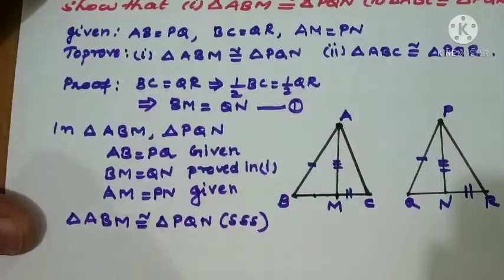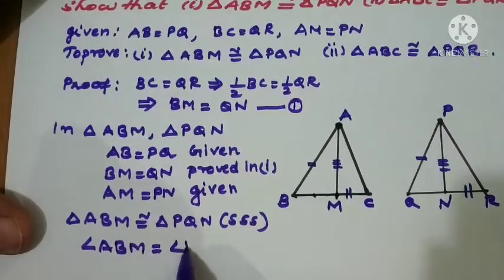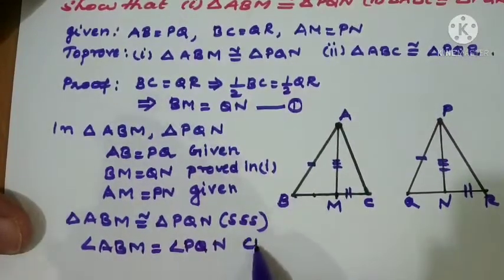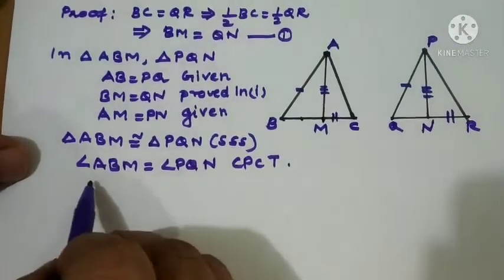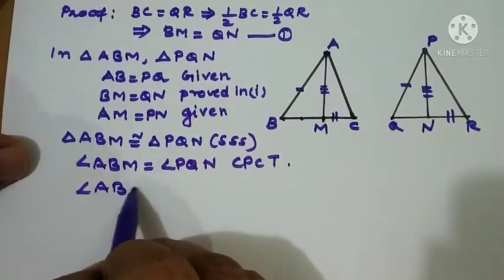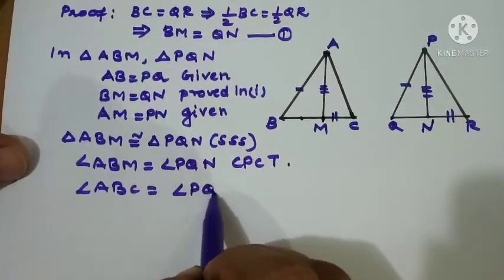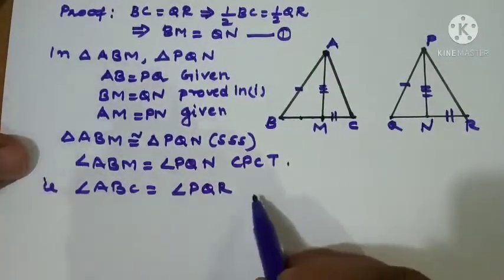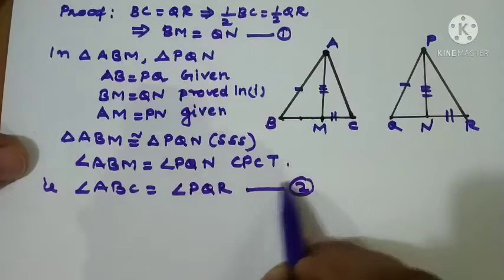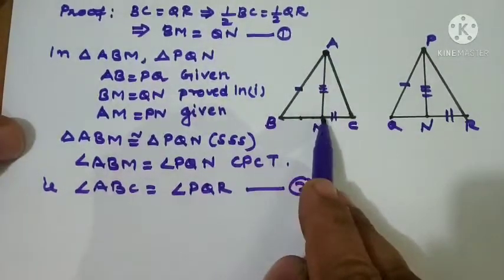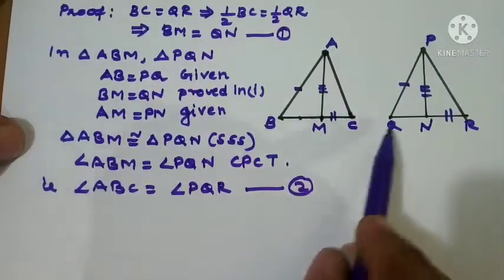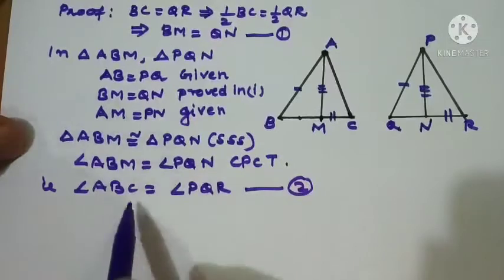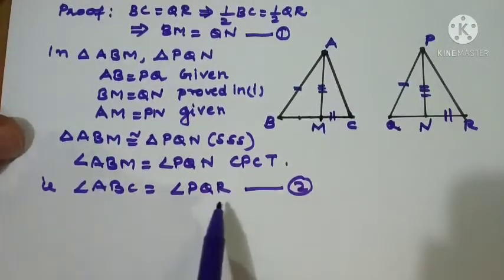Now by this what is the result? We can write angle ABM equal to angle PQN, CPCT. It is the same as angle ABC equal to angle PQR. Equation number 2. That means ABM, up to here we have extended BM to C, that's all. So it became BC. Similarly QN we extended to R, so it is QR. So we got here angle ABC equal to angle PQR.